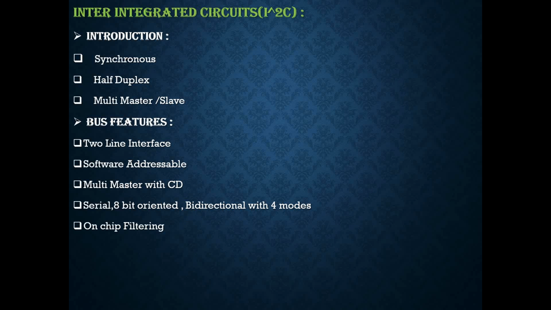Now inter-integrated circuits, also called I squared C. Introduction: it is a synchronous, half duplex bus that acts as multi-master or slave. It is the connection between two components. One acts as the master, another one acts as the slave. The bus features, let us see: two-line interface, software addressable, multi-master with collision detection, serial, 8-bit oriented, bidirectional, with four modes, on-chip filtering. These are the bus features.